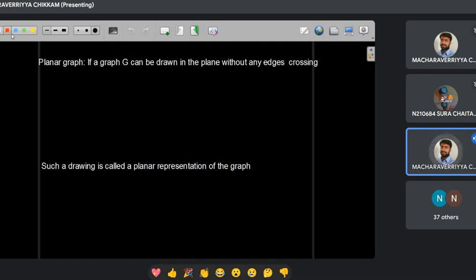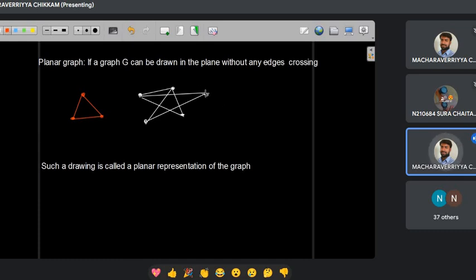What if I take K3? There's no problem. It is already in that form only. So K3 is a planar graph, and we can directly see that. Now I'll draw some graph randomly. Tell me whether it is a planar graph or not. How about this graph? Is it planar? Let me try.